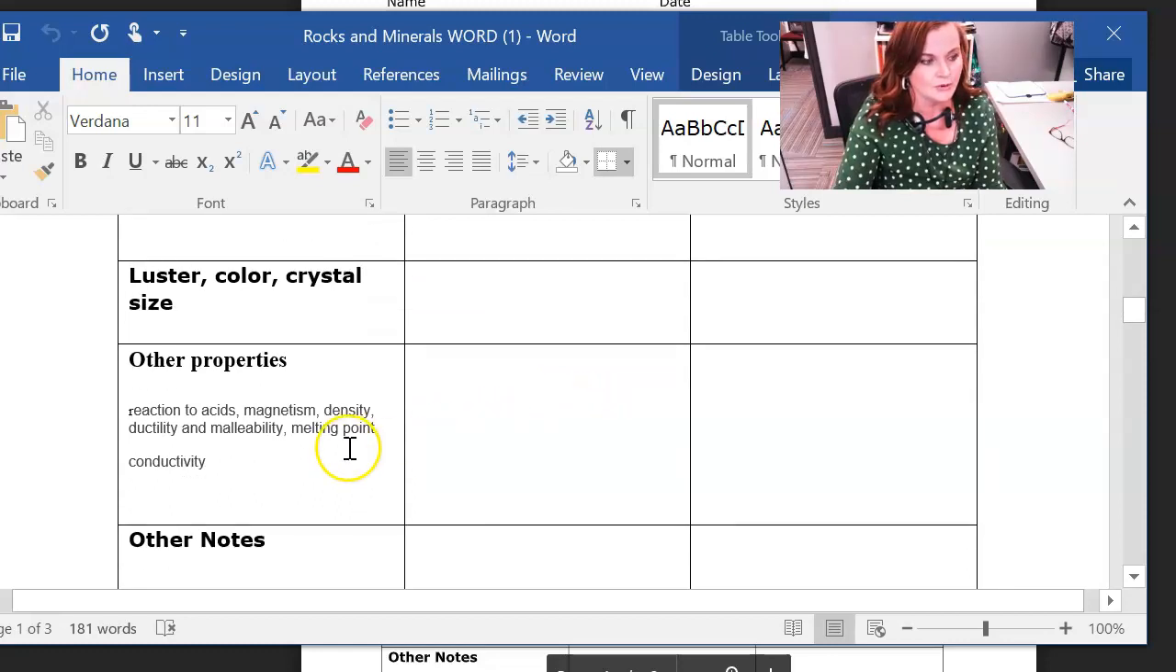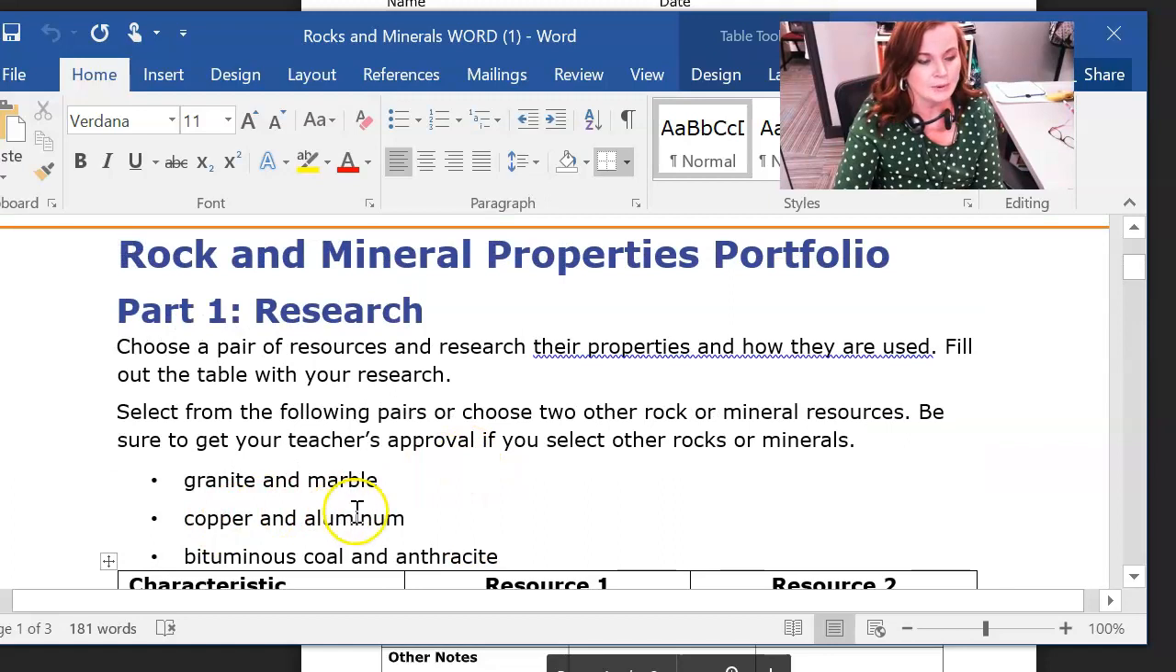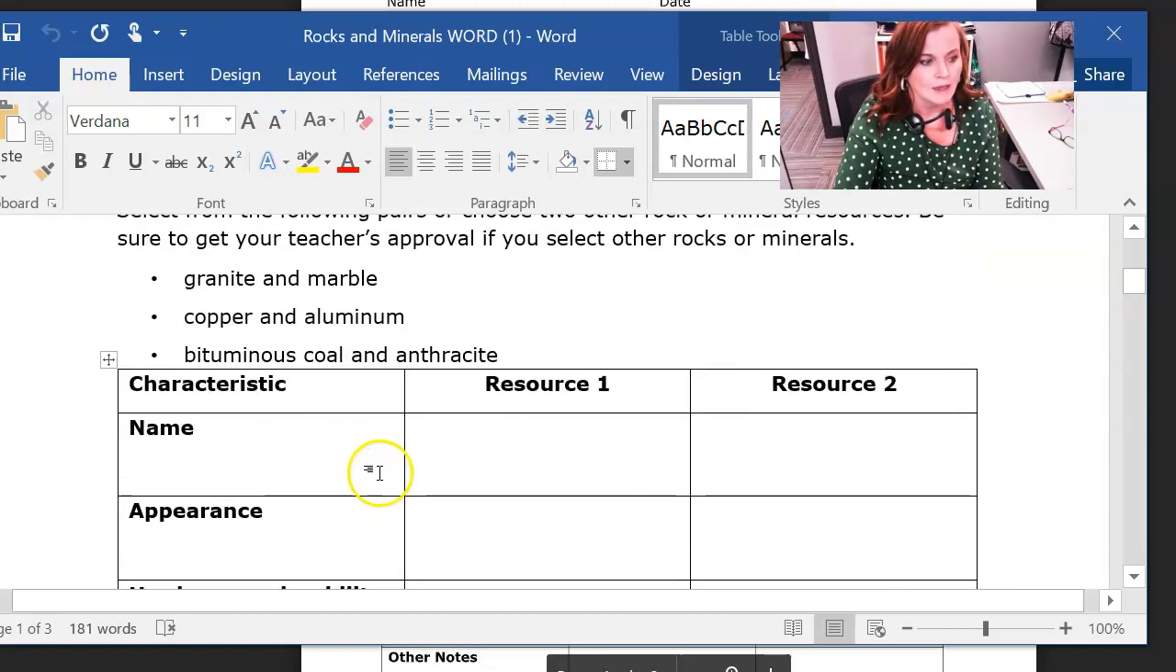And then I gave you an other properties column, something where you are looking at something else about the two different materials. Some more generic stuff for minerals would be like how reactive it is to acids, is it magnetic, what's the density. And then I get to ductility and malleability, which are two really big words. But they would go very well if you picked copper and aluminum. These are just examples, by the way.